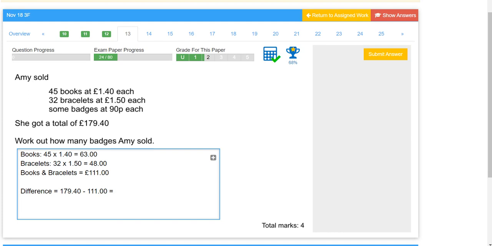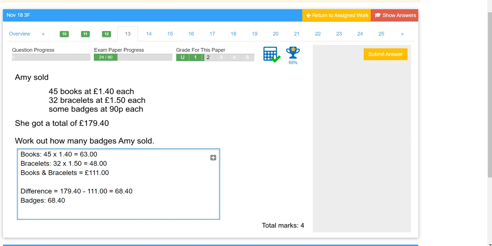179.4. I work that out at £68.40. So that must be, therefore, my badges. So my badges must be 68.40. That's the cost of them. But I'm told they cost 90p each.